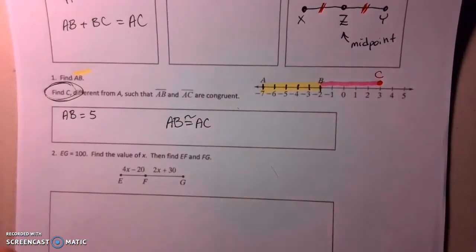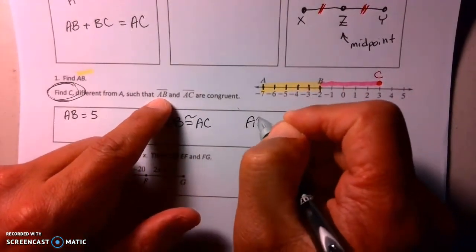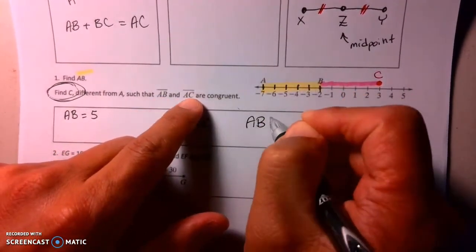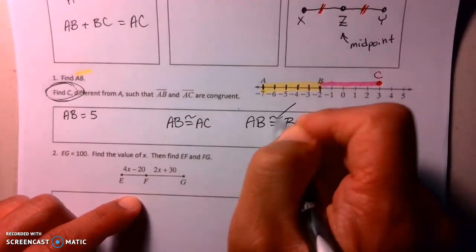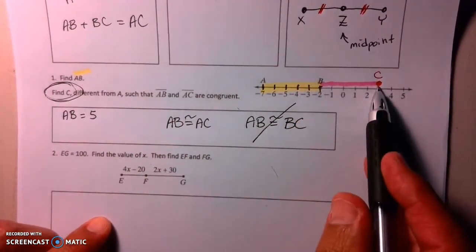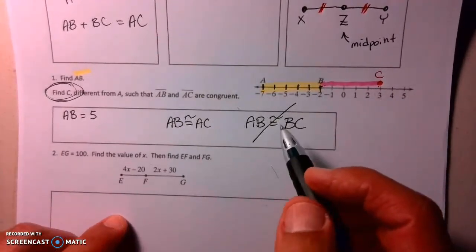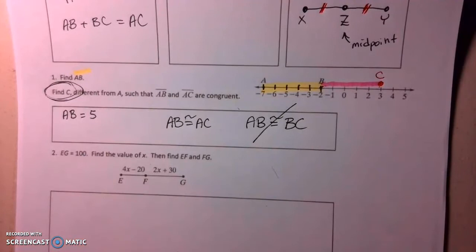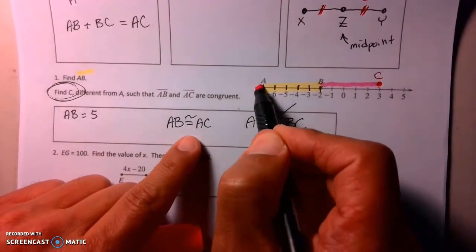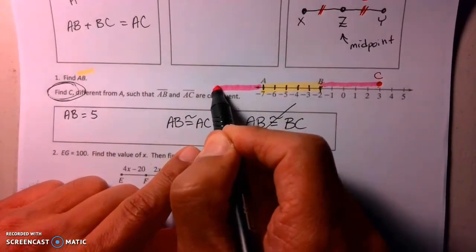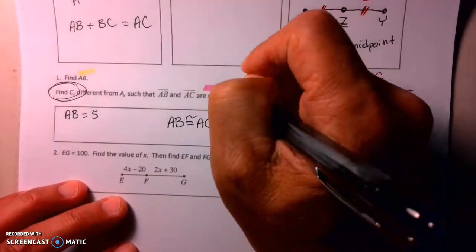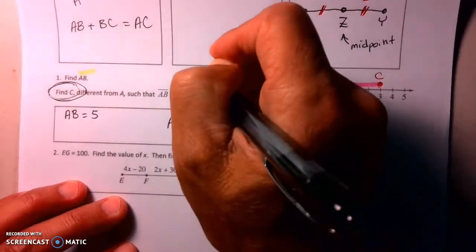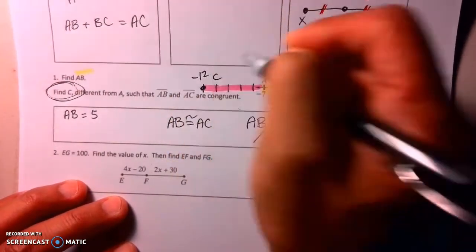This is incorrect, because it doesn't say AB is congruent to BC. That's not what the problem asked for. So don't put this point C here, because that's actually B to C, which is also 5. I want to put C somewhere on the other side of A. So I'm going to go 1 space, 2, 3, 4, 5 this way. If I add 5 to -7, -8, -9, -10, -11, -12, this is where point C would be.